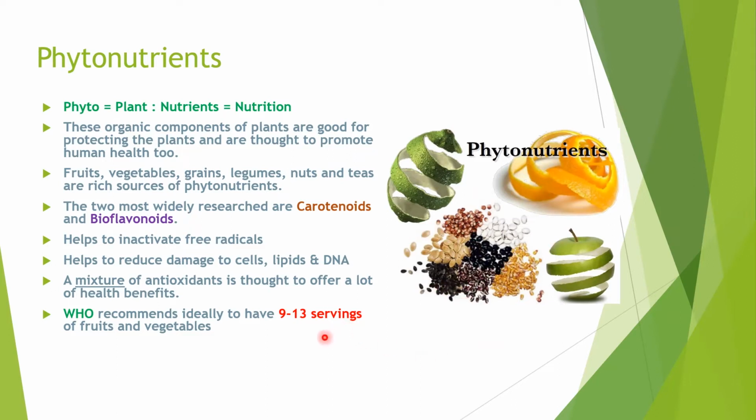And that's why WHO says that everybody should have 9 to 13 servings of fruits and vegetables to get a whole spectrum of phytonutrients. And the beauty of how these phytonutrients, vitamins and minerals work is that they work in synergy. They cannot work alone. They will be useful to a certain extent, but to maximize the effect, they help each other, they are interdependent, and they work together. So they have to be taken together in the optimum amount.